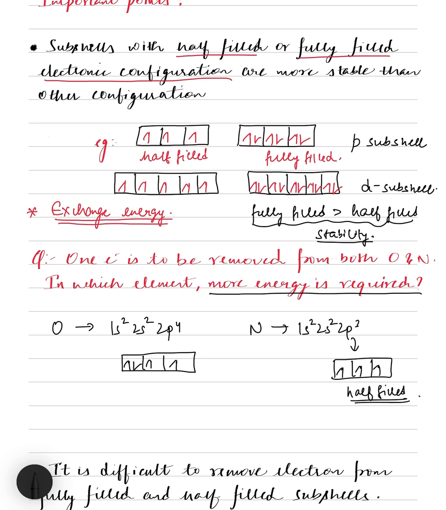So the electronic configuration of nitrogen is more stable as compared to oxygen. If the nitrogen configuration is more stable, then definitely more energy will be required to remove an electron out of it. Understood? So oxygen requires less energy, and nitrogen requires more energy because nitrogen has a half-filled configuration.